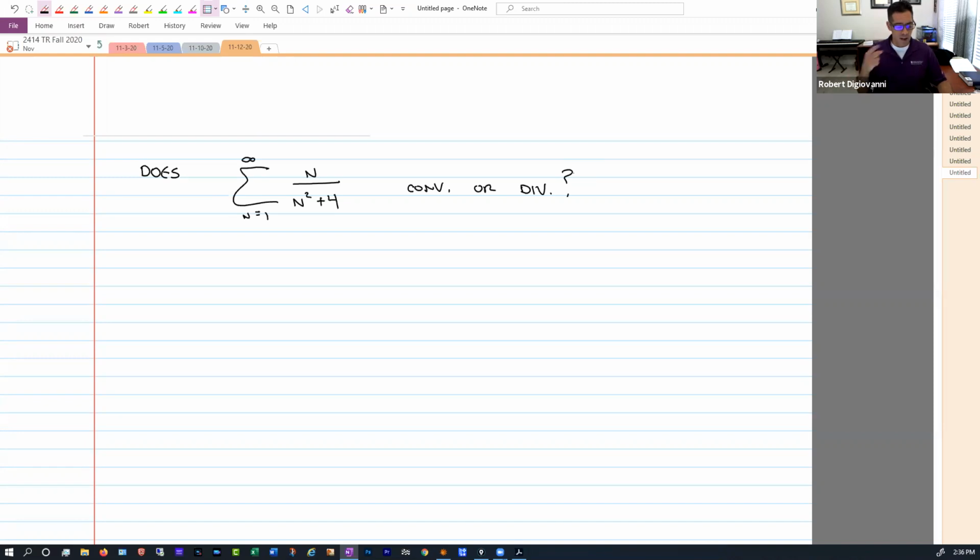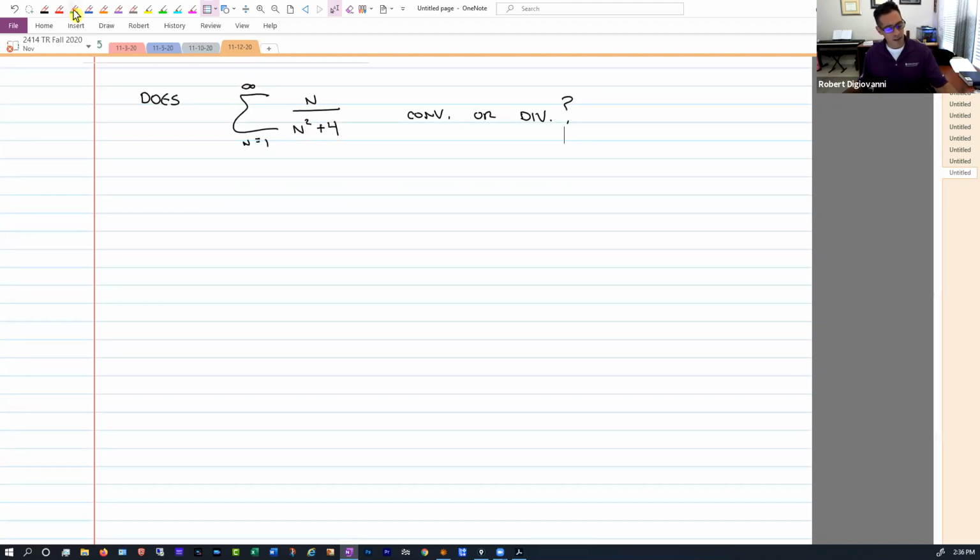Nth term test. If I take the limit of this as n goes to infinity, I get infinity over infinity. L'Hopital's rule goes to 0, test fails. All right, geometric, nope, n's not in the exponent. Harmonic, nope, it's not linear. Telescopic, partial fractions, can't factor the bottom, it's not factorable. And so this will not go with partial fractions either.